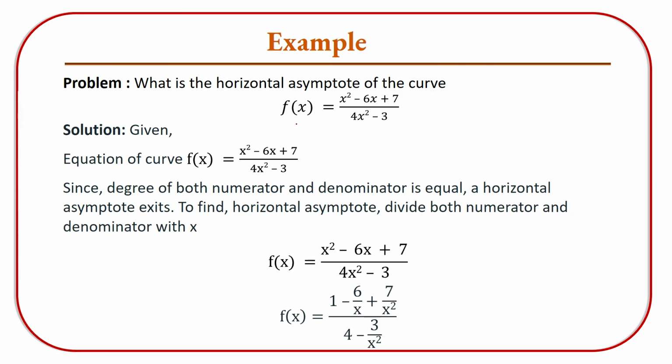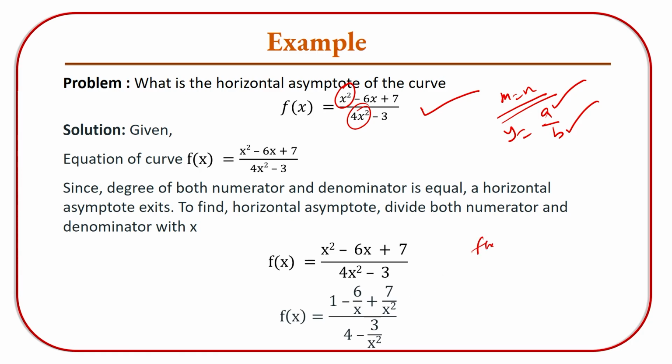Here f(x) equals (x square minus 6x plus 7) divided by (4x square minus 3) is given. In the numerator as well as the denominator, the indices of x are equal. So, here m equals n, right. In that case, I had already told you, y equals a by b, the ratio of the coefficients of the highest power of x in the numerator as well as in the denominator, will be your required horizontal asymptote. So, that will be how much?